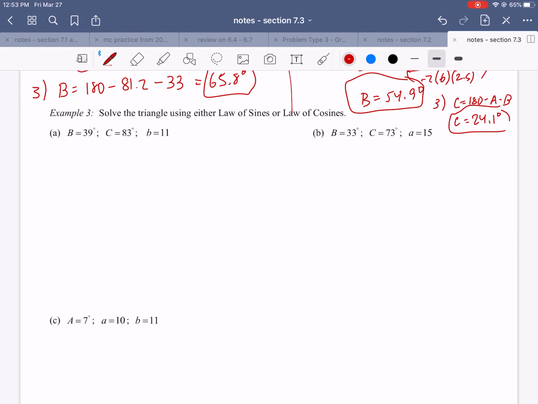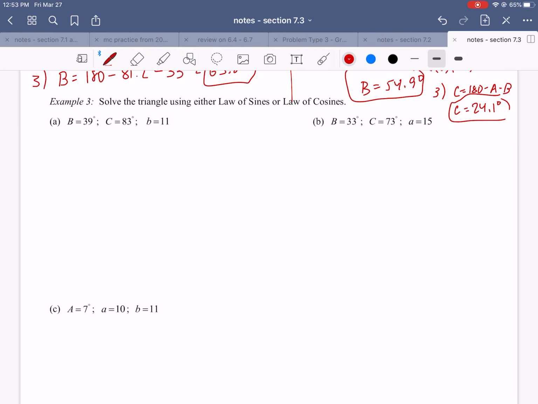Okay, in example 3, we're going to solve the triangle using either law of sines or law of cosines. What will make your test somewhat challenging is that you now have to decide: am I supposed to use law of sines or law of cosines? Well, I know from the previous notes, law of sines is either angle, angle, side, or angle, side, angle, or side, side, angle. And law of cosines is everything else, either side, side, side, or side, angle, side. So the first thing you're going to have to determine is which scenario you are in, and then go based off of that.